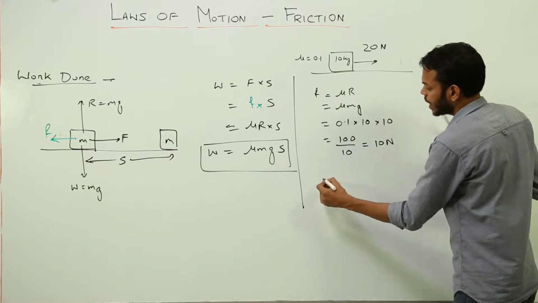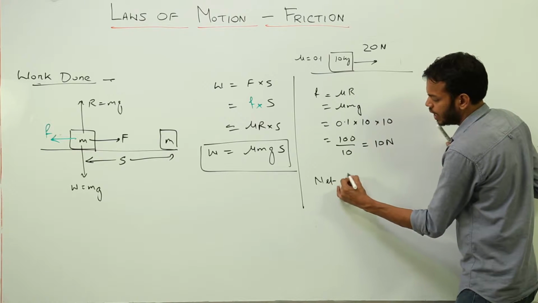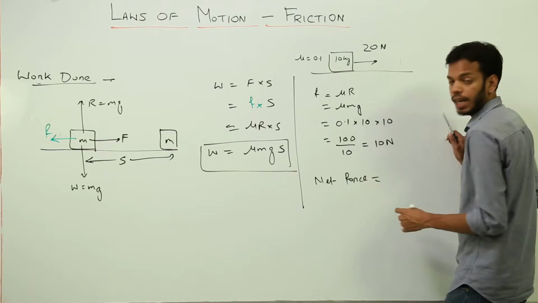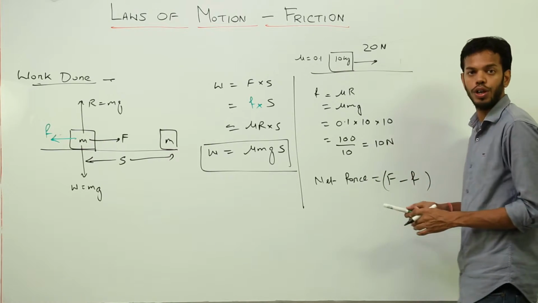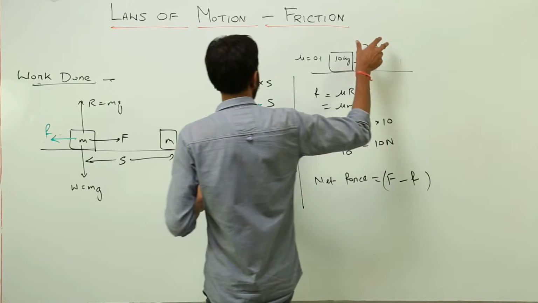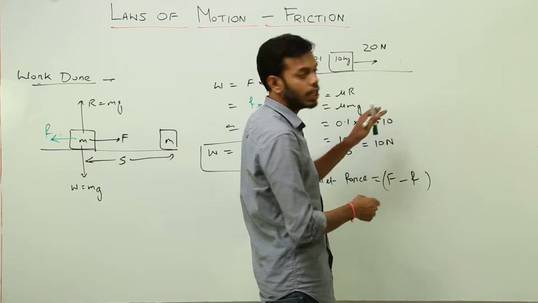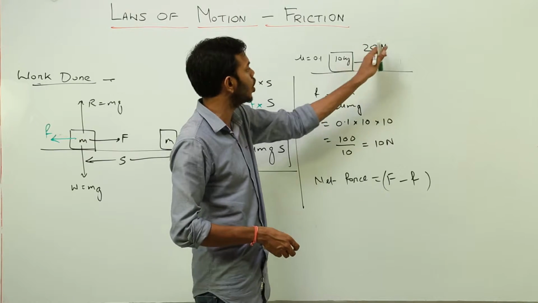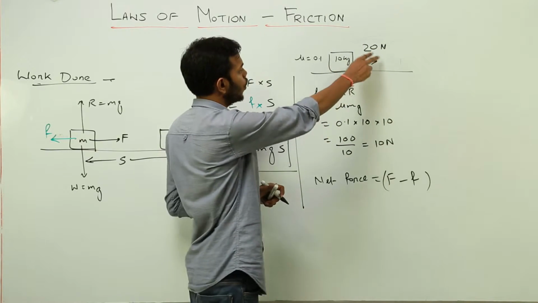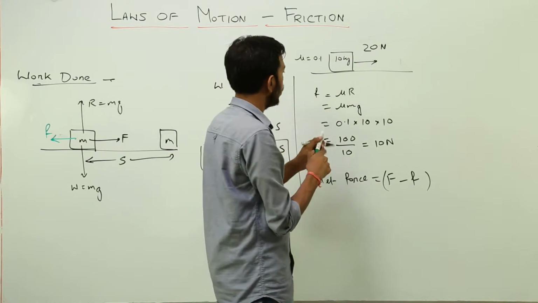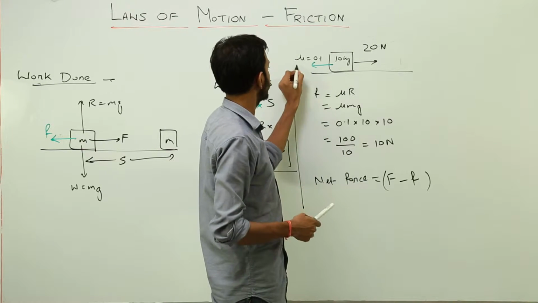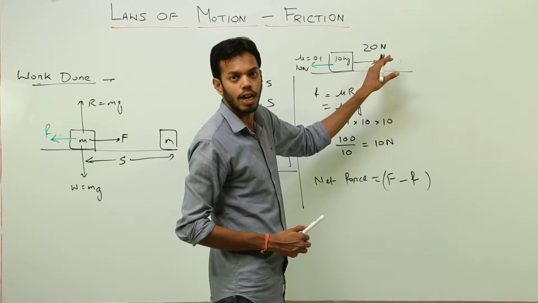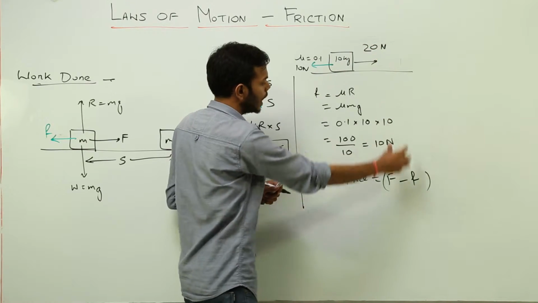So this time the net force acting on the body will be calculated how? The applied force minus the frictional force. We are not going to take 20 newtons straight away to calculate the work done, because 20 newtons is not acting on the body. Out of 20 newtons, 10 newtons, which is in the opposite direction due to the frictional force, is acting in this direction, right? So this 10 newtons gets cancelled out of 20 newtons and you are left with only the last 10 newtons.